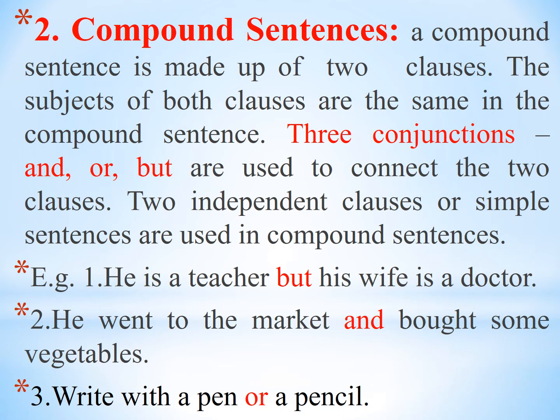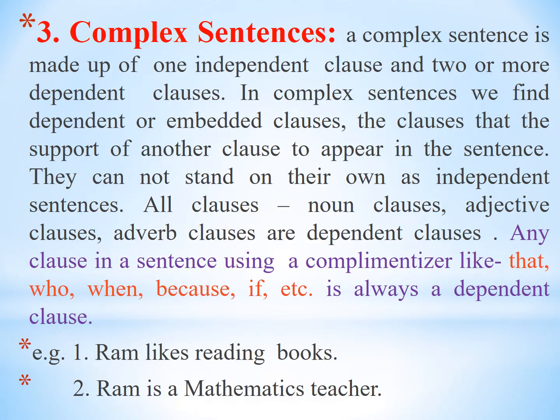Then third example, write with a pen or a pencil. You write with a pen or you write with a pencil. These are two independent clauses and they are combined with or connected with or. This way compound sentence has two independent clauses or they may be called separate sentences. And in this way compound sentence is also a very important type of sentence.